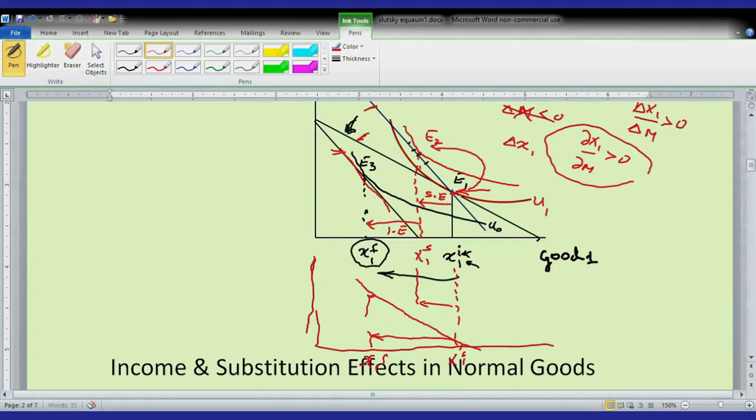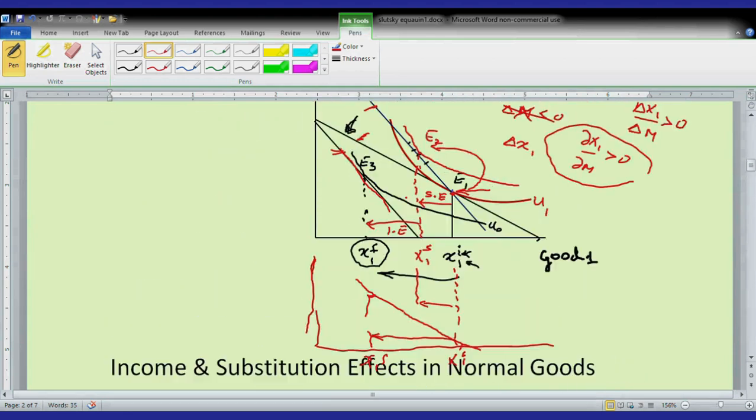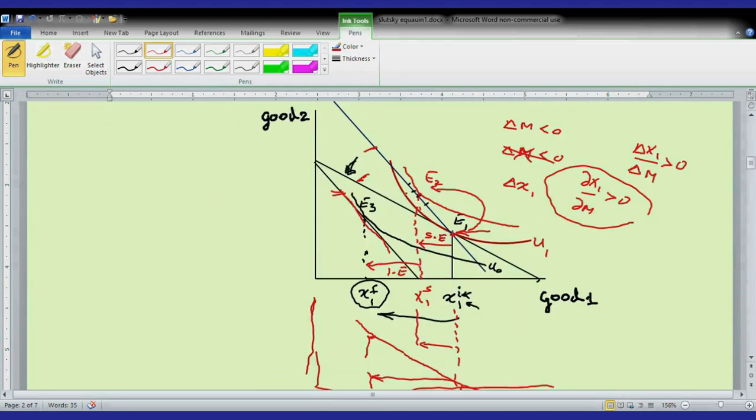So this is known as the purchasing power maintaining compensation, and this other one is known as the utility maintaining compensation. This purchasing power maintaining compensation was the concept that was used by Slutsky, and it is because of this reason that this movement from E1 to E2 is often known as the Slutsky substitution effect. So Slutsky substitution effect is something that is associated with Slutsky compensation.